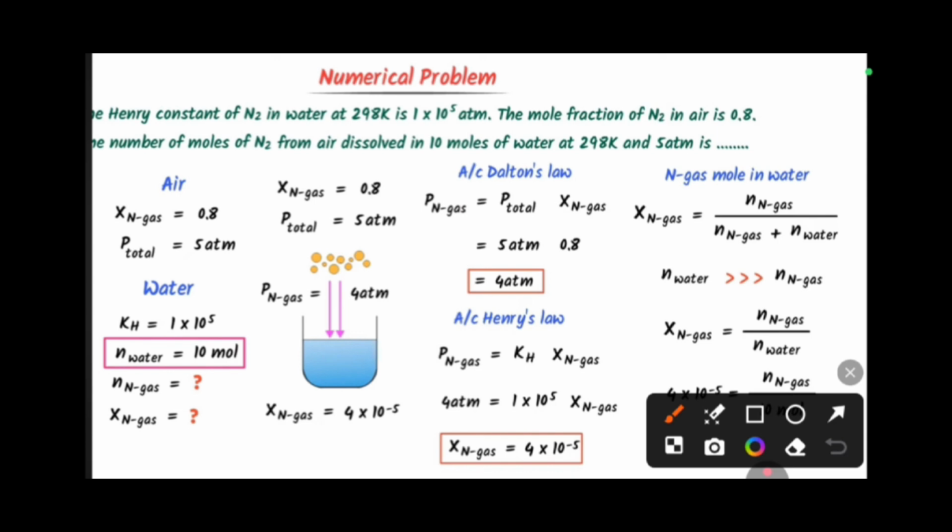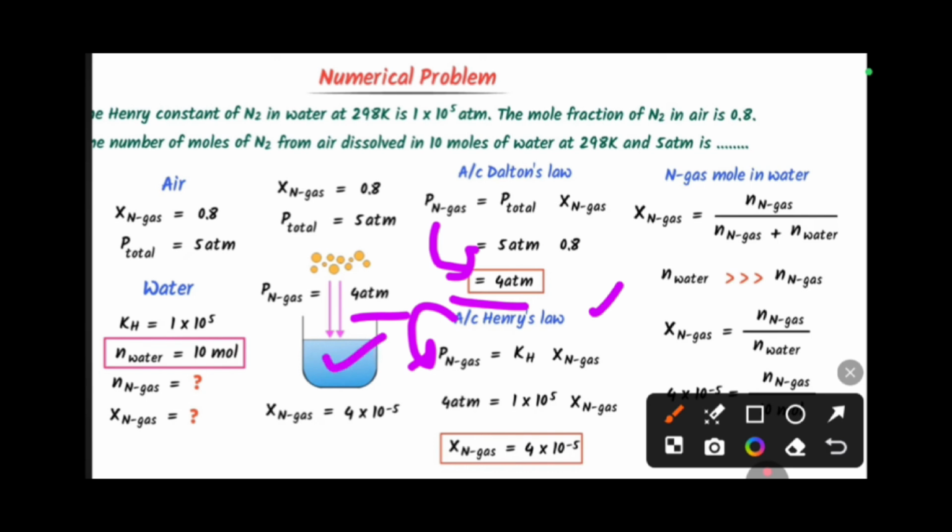Now this partial pressure of nitrogen gas that I have solved, 4 atmosphere. I already told you the partial pressure, whether in Dalton's law or Henry's law, is the same. The partial pressure will not change according to the formula. So if I put this 4 atmosphere value in Henry's law, what does it mean? It means you are applying 4 atmosphere pressure of nitrogen to dissolve into the liquid.